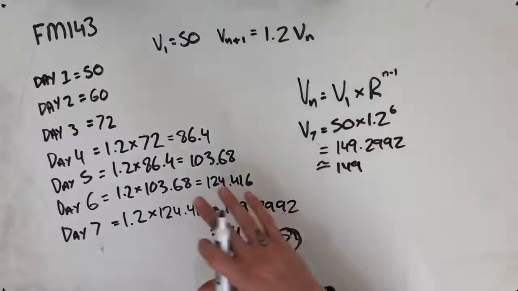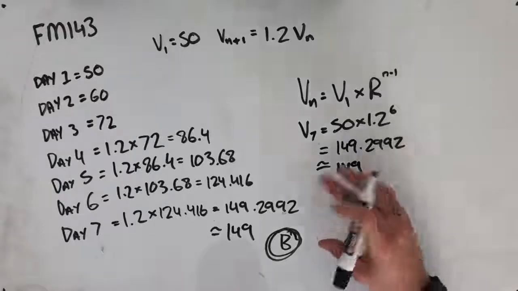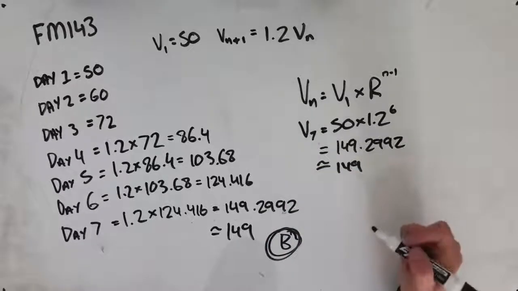So I prefer this method over that one. I think it's much faster. You sort of saw it in action there. It's one calculation as opposed to four, but I'll leave it with you guys as to what you prefer.